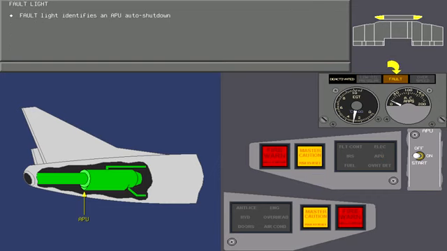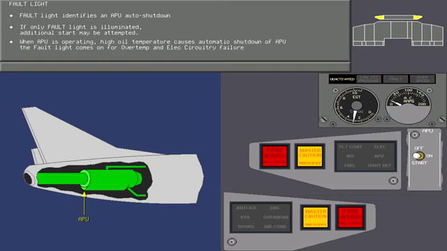The fault light illuminates to identify an APU auto shutdown. If it is the only light illuminated, an additional start may be attempted. When the APU is operating, high oil temperature causes an auto shutdown of the APU. When a shutdown occurs, the APU annunciator and master caution lights on the glare shield come on.